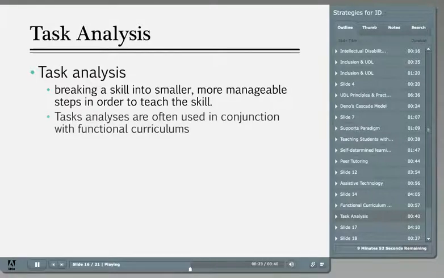Task analysis is one strategy that we can use when working with individuals with ID. However, this is a strategy that will work with all students. Let's take a look at the following video, which provides a brief overview of task analysis and some examples.